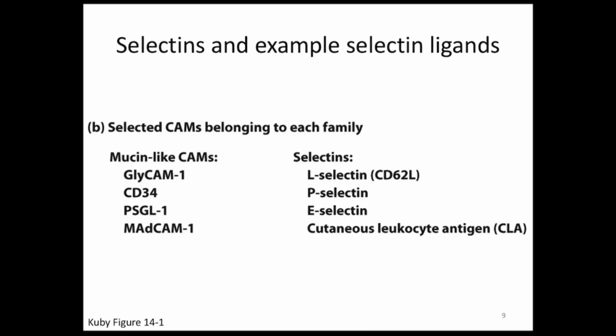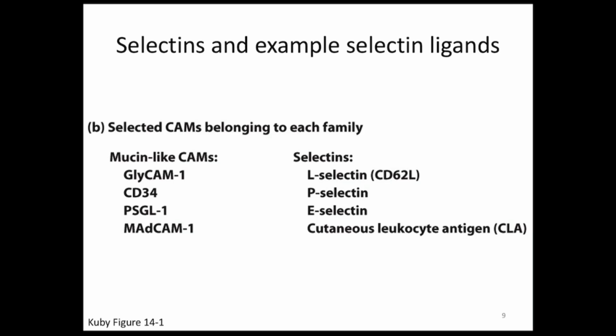There are 3 different selectins: L-selectin, P-selectin, and E-selectin. I'm going to show you some specific examples with L-selectin, P-selectin, and E-selectin, and they do each have their own unique carbohydrate ligands that they will bind.